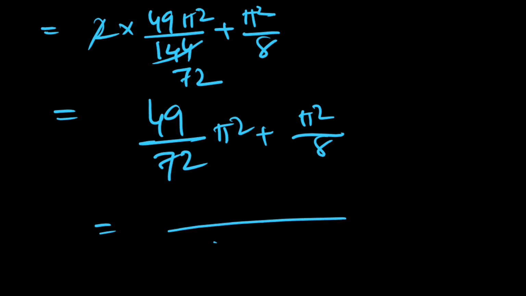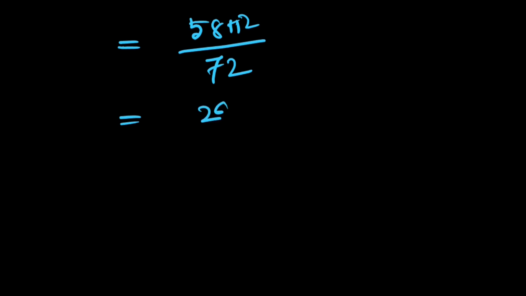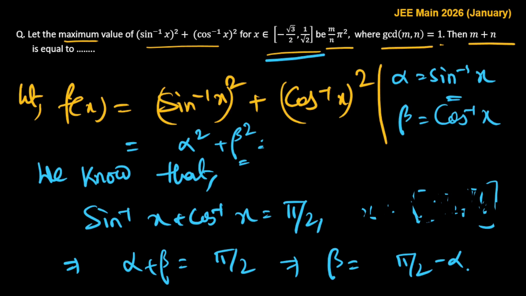Now LCM is 72, that is 49 pi square plus 9 pi square. Therefore that is actually 58 pi square over 72. So we cancel these two terms, and we will get 29 over 36 pi square. And it is given that the maximum value of this function is m by n pi square. So we got this value.